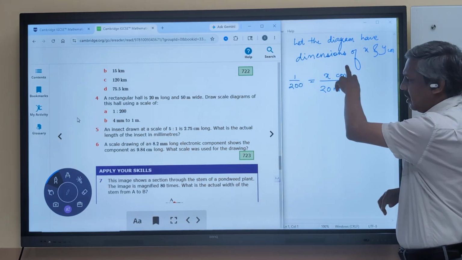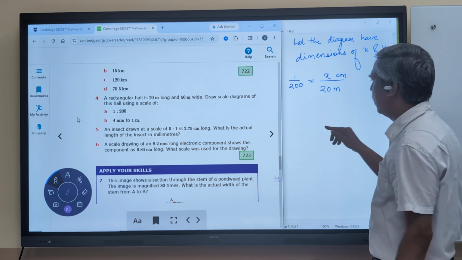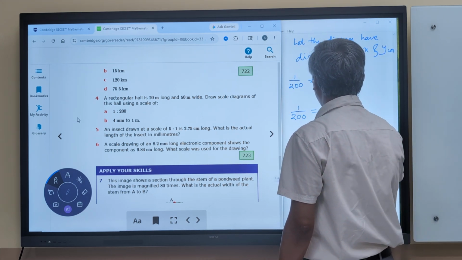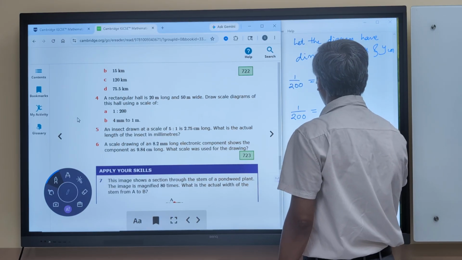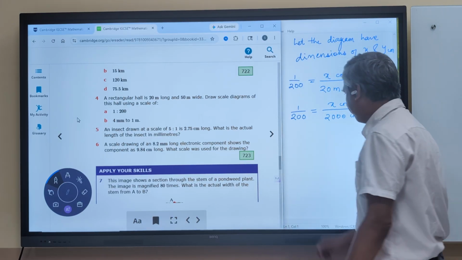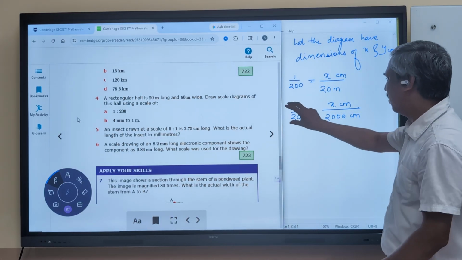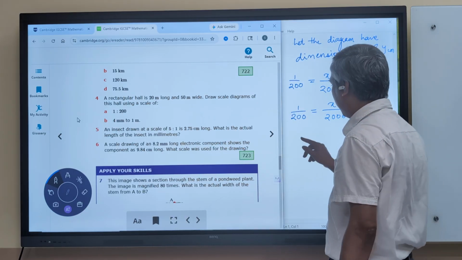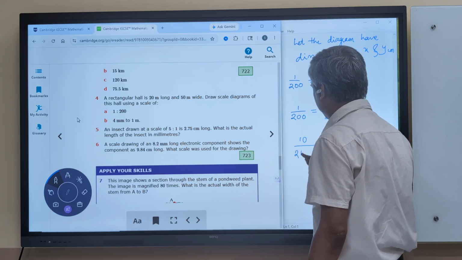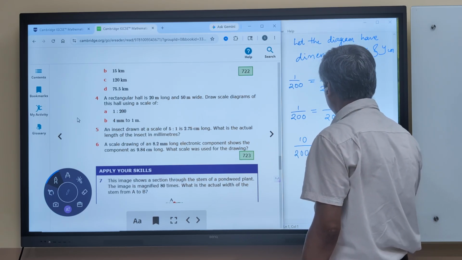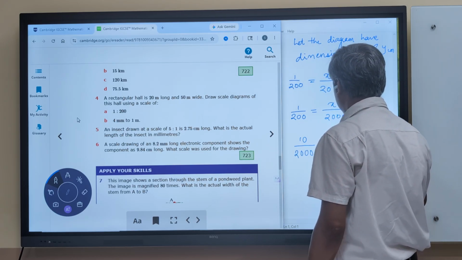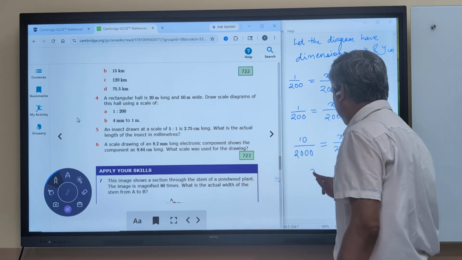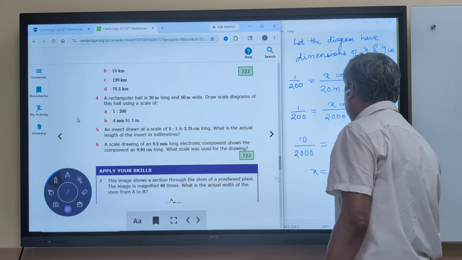I am writing the units here. We will first have to make the same units. So 1 upon 200 is equal to x centimeter upon 2000 centimeter. It's very simple. Just convert this. You want to make the same denominator? Multiply this by 10. 10 upon 200 is equal to x upon 2000. The fractions are equivalent. The denominators are same. Numerator has to be equal. X is equal to 10 in centimeter.